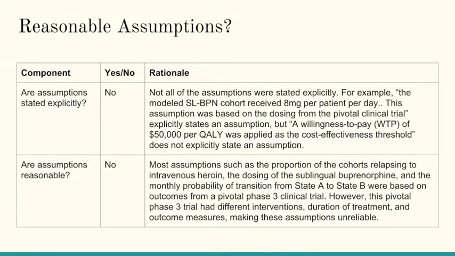Next, we'll be assessing if the article has reasonable assumptions. The first component is if the assumptions are stated explicitly. Assumptions in this article were not all explicitly stated. Some explicitly stated assumptions were that they based the dosing of the model sublingual buprenorphine cohort of 8 milligrams per patient per day from a pivotal clinical trial. The article also explicitly mentioned that the population was assumed to be clinically stable.